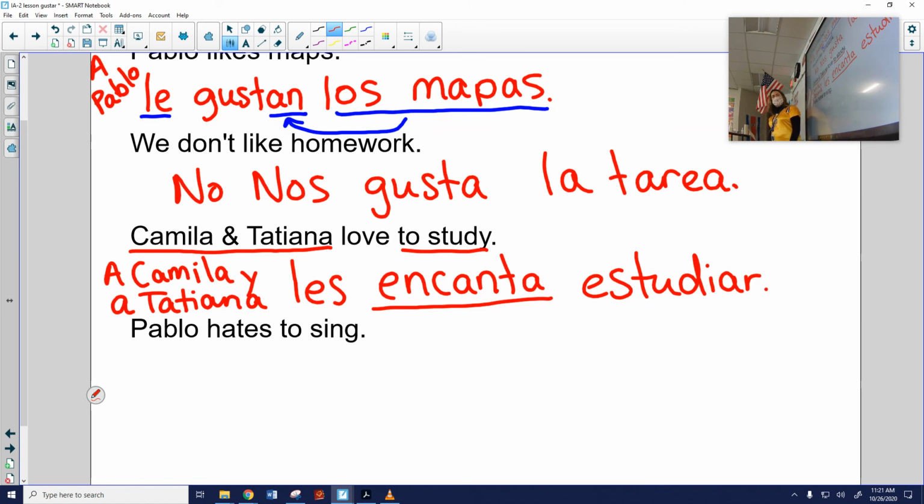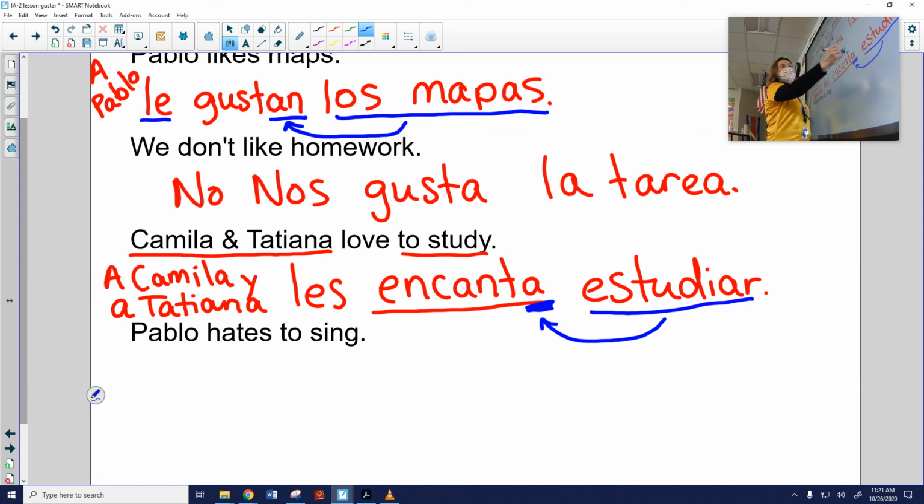Wait, can you just explain that encanta? Like why it ends with an A? Sí. Encanta ends with an A because literally what we're saying is to study, it pleases me. So we're using the third person singular form of the verb. If we said, for example, les encantan, because we thought, oh, Camila and Tatiana, those are two girls, we need the AS form, then what we would be saying is to study, they please them. And that sounds weird, right? To study pleases them. It pleases them. That sounds okay. But to study, they please them doesn't sound quite right. Does that make some sense?